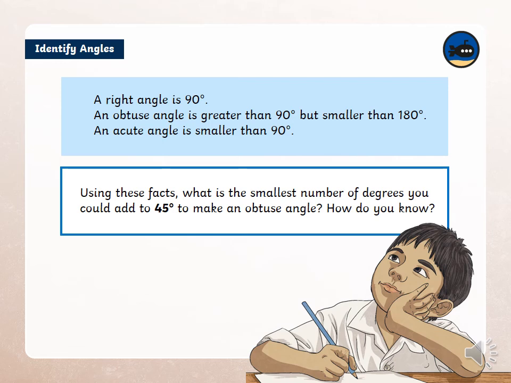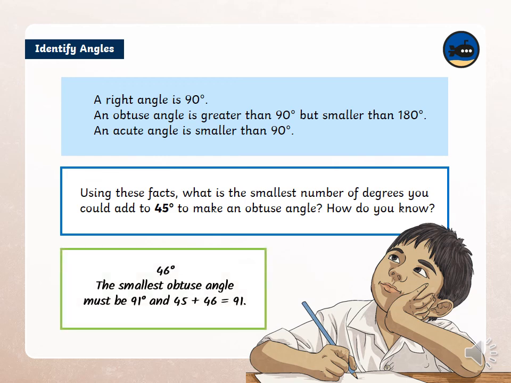But a tip for you to remember is how many degrees is an obtuse angle? Once you figure that out, you'll be able to add whatever you can. The smallest obtuse angle must be 91, and 45 plus 46 is 91.